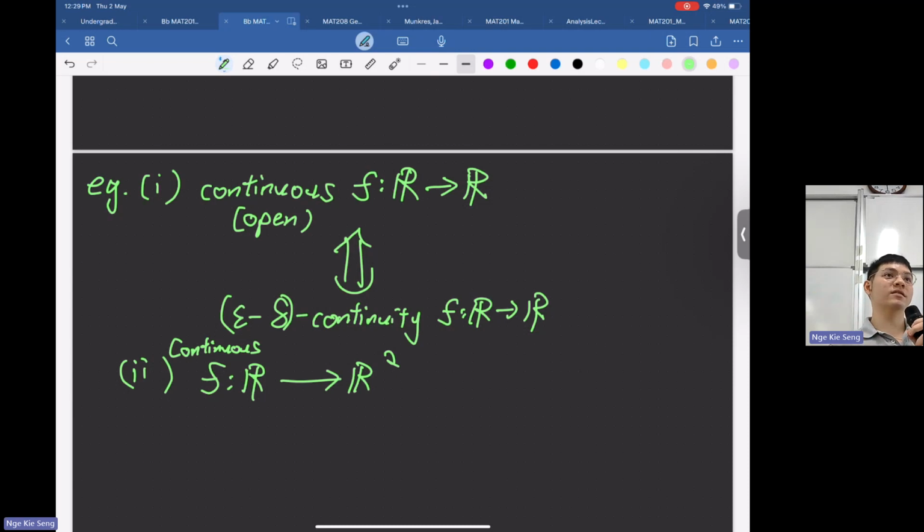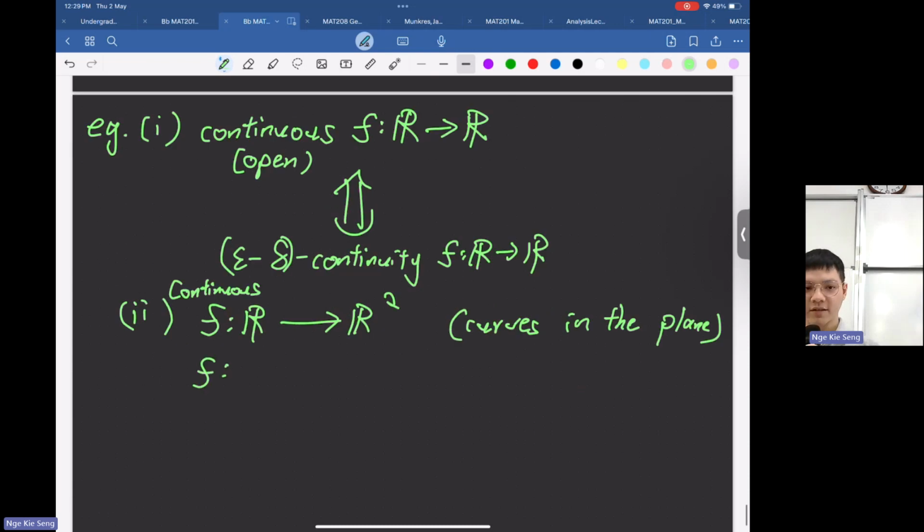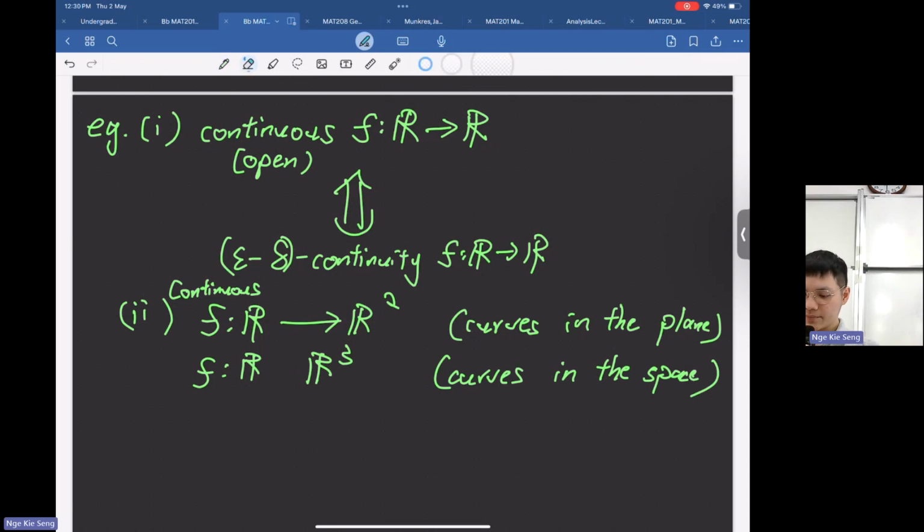If it is continuous, how to think of this? You really just take the real line and put it into R2. So these are just curves in the plane. Note that this one is continuous, so this is a curve. Maybe you can get something weird if you don't consider continuity here. R to R3 is also curves, so you can think of a particle running around in space. If it's larger, then we call it a space.